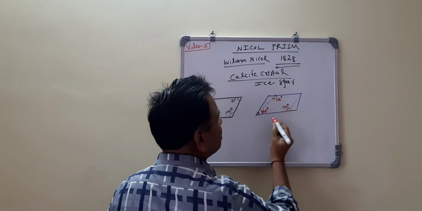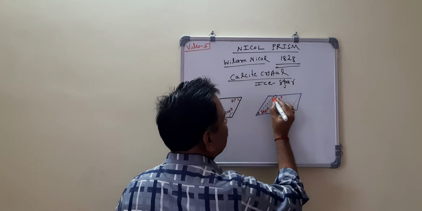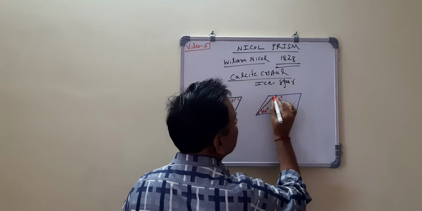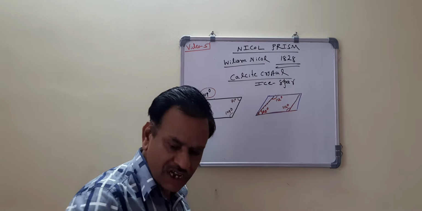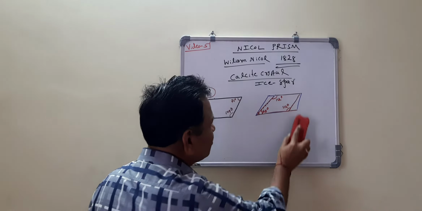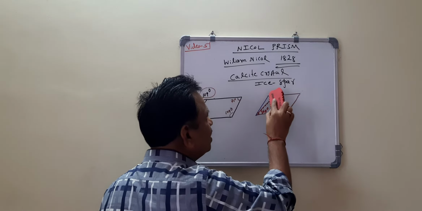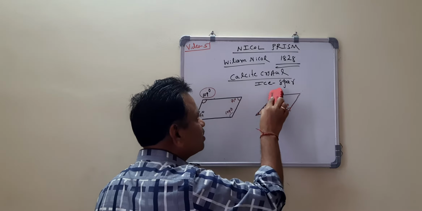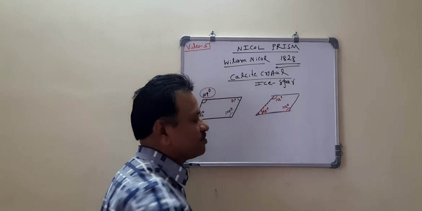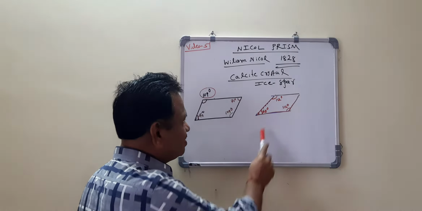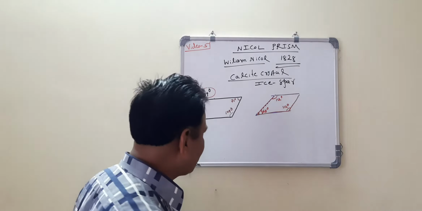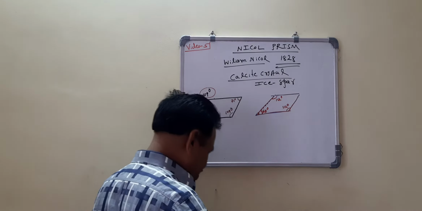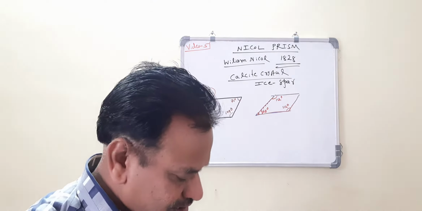Now, this is the part of it. Taking this part, now I will remove this part, and this part I will remove as well. This is what the Nicol prism is. But it is not completed. Next, what he will do is cut it.